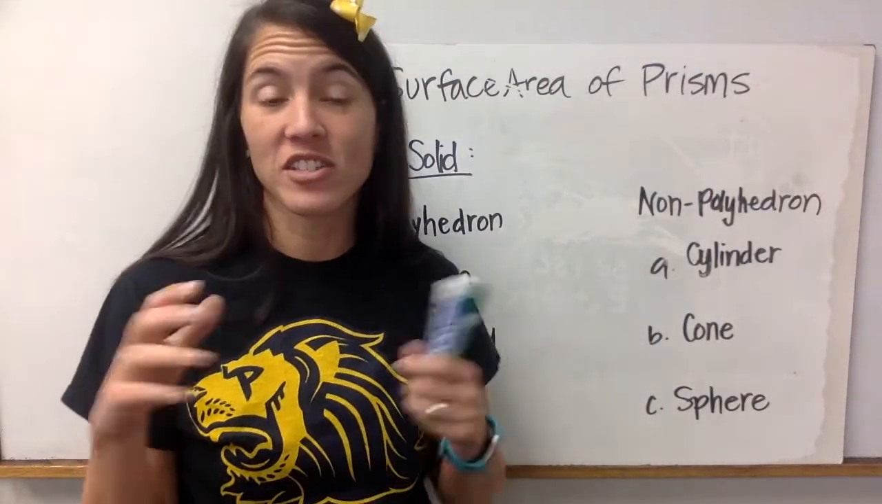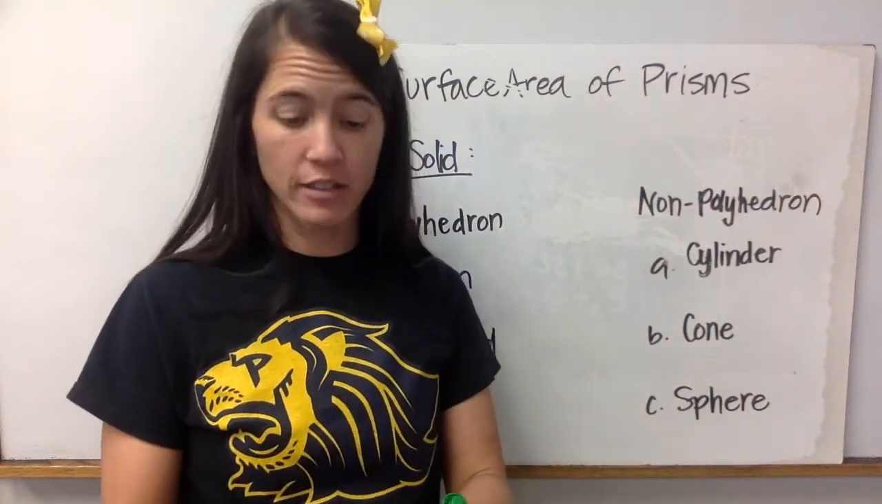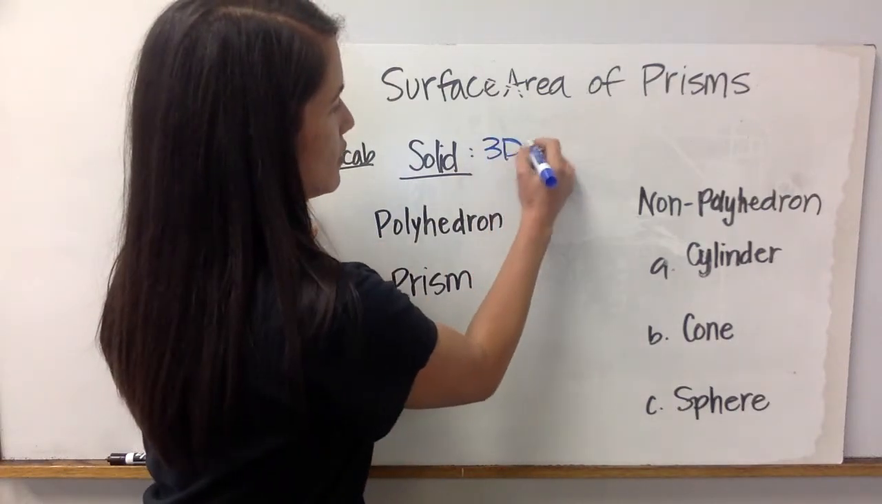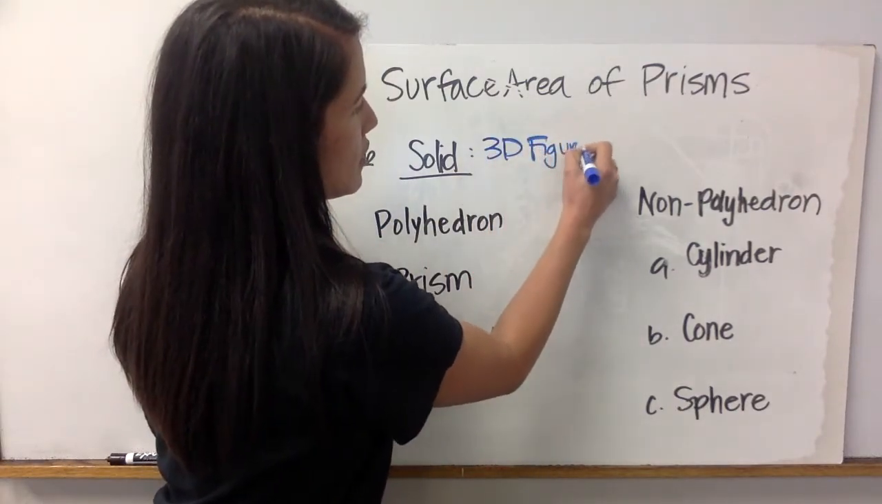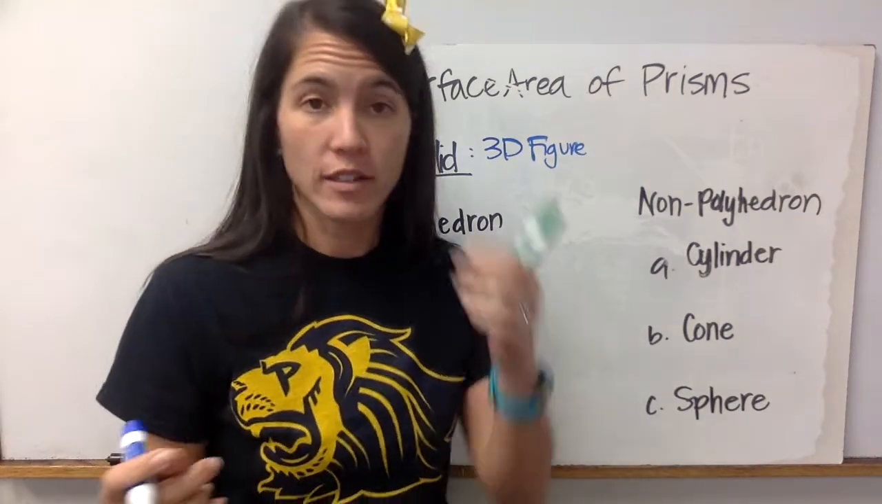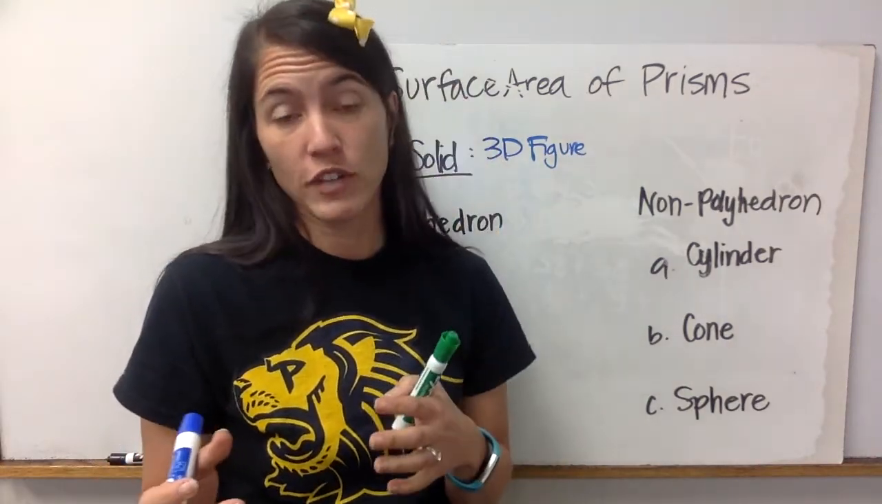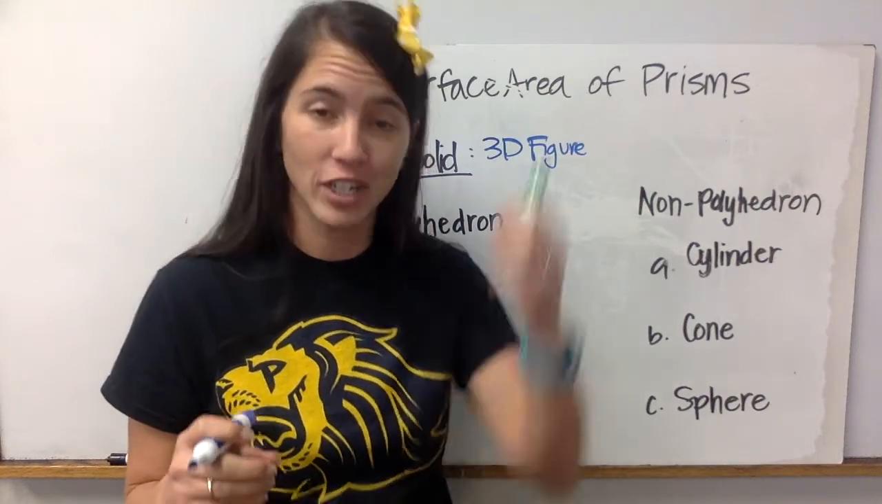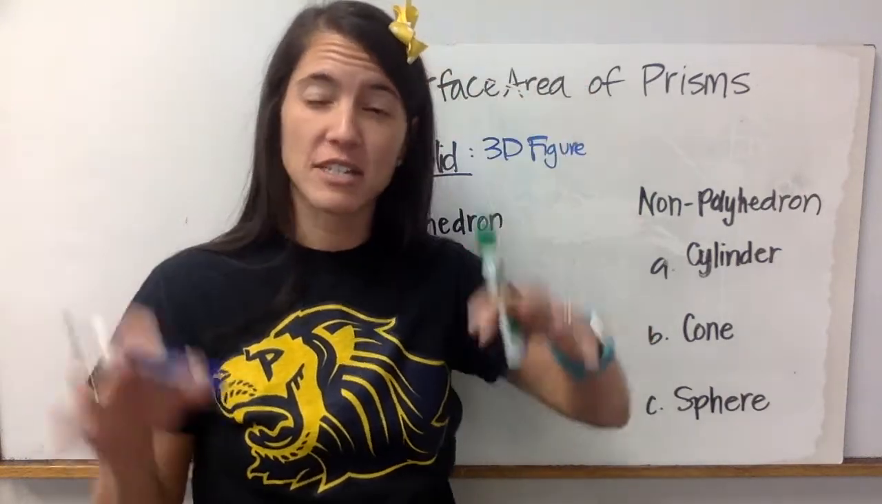So just a little vocabulary, we're going to be talking about solids, and a solid is a three-dimensional figure. A 3D figure. So a square is a two-dimensional figure, and a cube is a three-dimensional figure. So when we're talking about solids, we're talking about three-dimensional figures. And it kind of breaks into two categories.